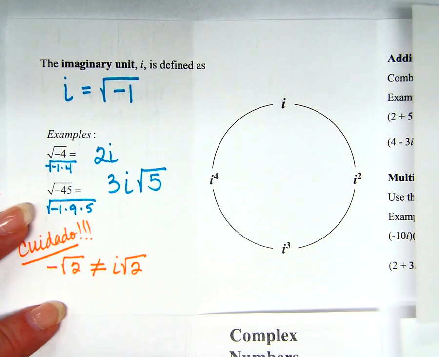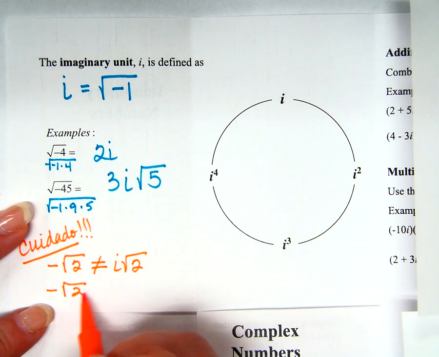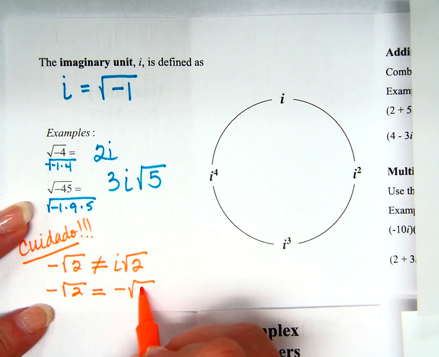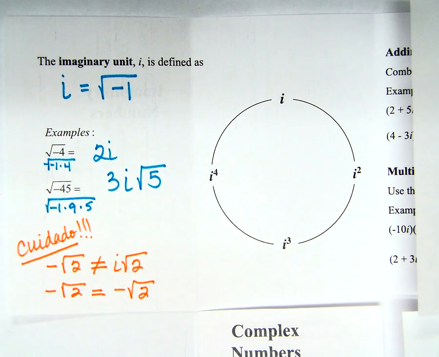Inside. That's exactly right. Okay? Negative square root of 2 actually just equals negative square root of 2. The only way we can get an i out is if the negative is inside the root sign. Does that make sense? Okay?